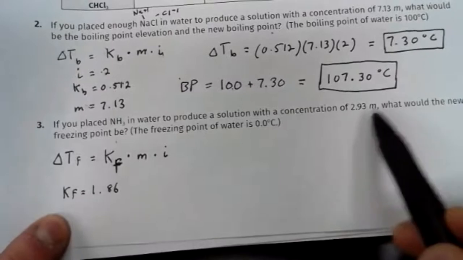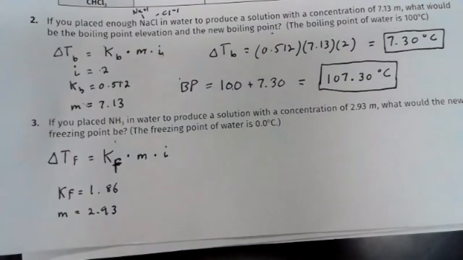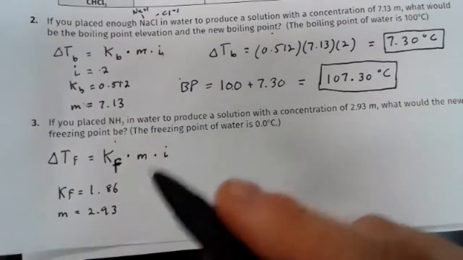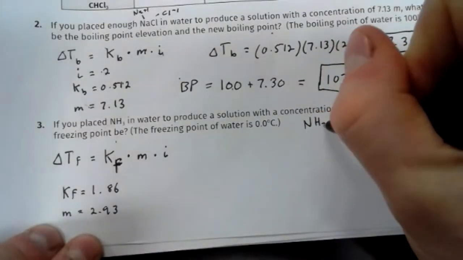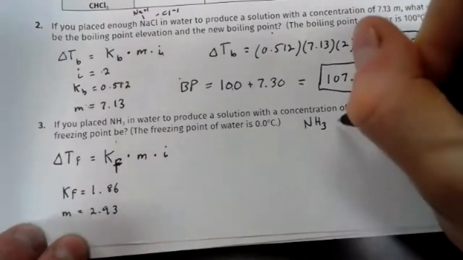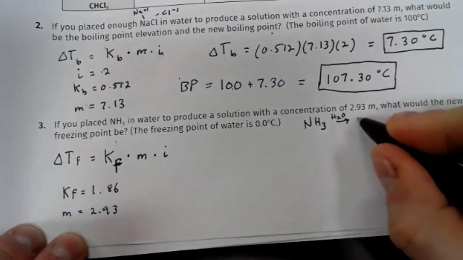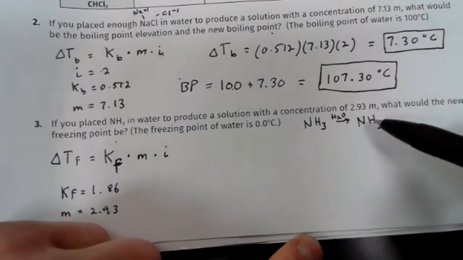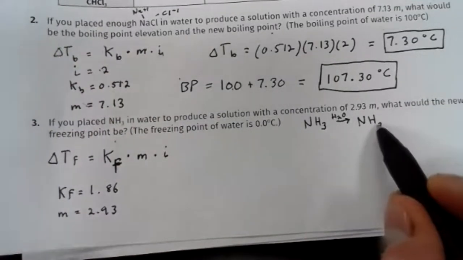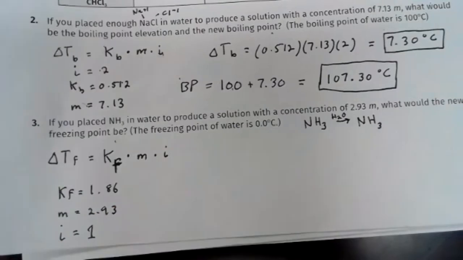Now we have our m, which is our concentration. That's also given. m is 2.93. And then finally, we have the i, or the number of ions produced, or the van 't Hoff factor from our solute, which is NH3. Now, NH3 is a covalent compound. And what we discussed is that when you try to dissolve a covalent compound in water, it's not going to dissociate into individual ions. We're still just going to have NH3 in our water. So because we didn't dissociate into ions, we still have one full molecule. My i is going to be equal to 1.